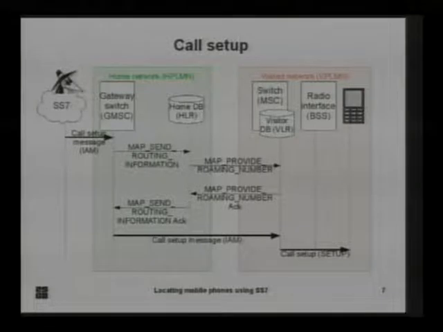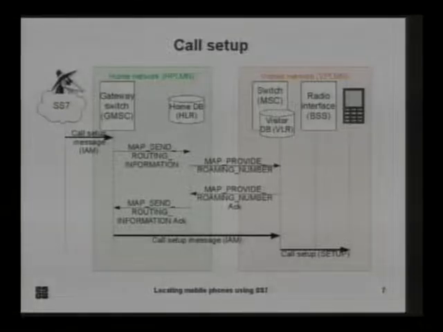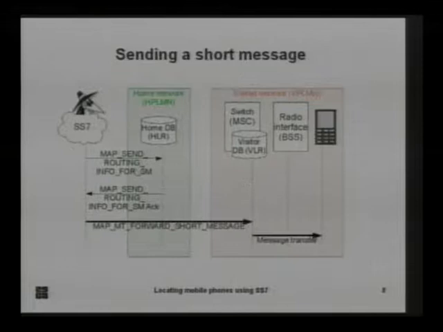So let's look at short messages then. As you can see, short message is pretty different because what happens here, so here with call setup you have the send routing information that's sent by the gateway switch to the home database and then back. And when you send a short message, the guy in the SS7, the spy in the SS7 network, or just another network operator who wants to deliver a short message to your phone, in the normal case, he directly sends a request for routing information for that short message to your home database.